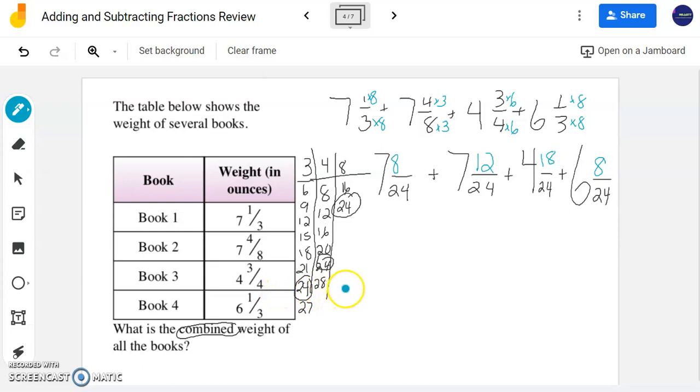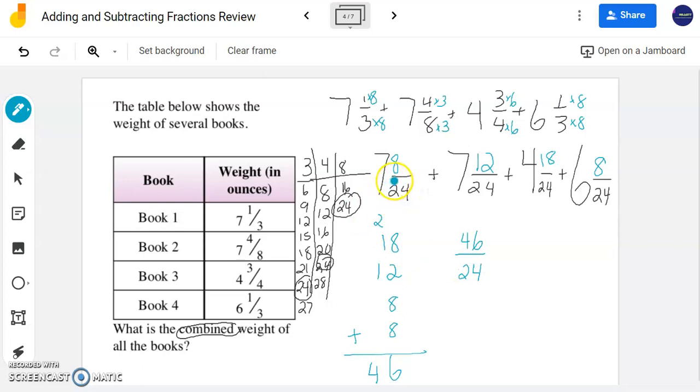So now to find my final answer, I need to add my numerators together. So I see here I have 18, I have 12, I have 8, and I have 8. So now 8 plus 12 is 20, 20 plus 18 is 38, and 38 plus 8 is 46. So now here I have 46, and I have the same denominator of 24.